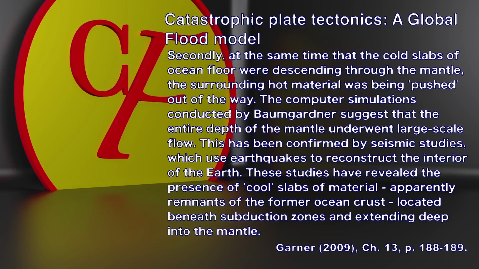The computer simulations conducted by Garner suggest that the entire depth of the mantle underwent large-scale flow. This has been confirmed by seismic studies, which use earthquakes to reconstruct the interior of the Earth. These studies have revealed the presence of cool slabs of material, apparently remnants of the former ocean crust, located beneath subduction zones and extending deep into the mantle.